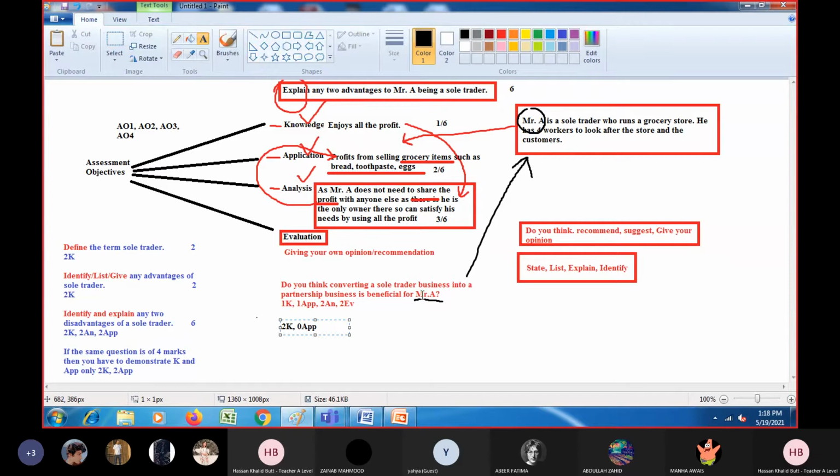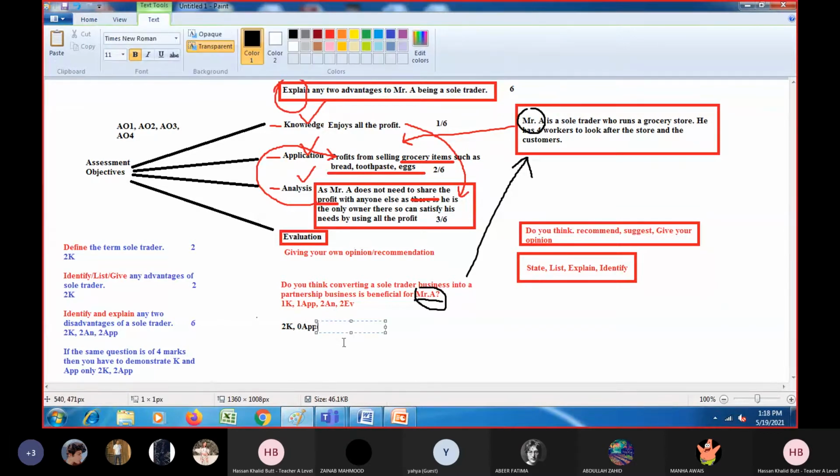Here they have mentioned Mr. A, but once I delete this, once I do not use Mr. A and I use an owner or a business, then this would be the distribution. So 0 marks for application and the rest will remain the same: 2 for analysis and 2 for evaluation. Okay, this is how we attempt it.